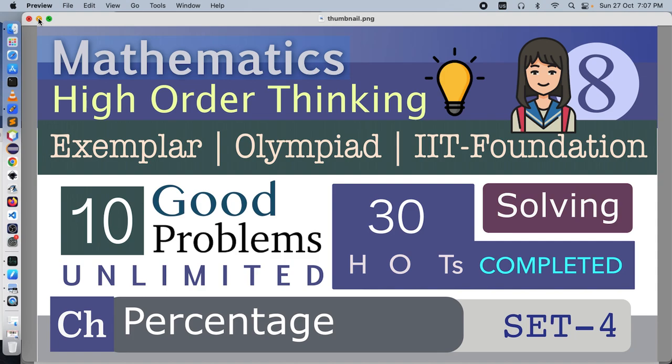So let's get started in solving 10 good problems of set 4 of the chapter of percentage.